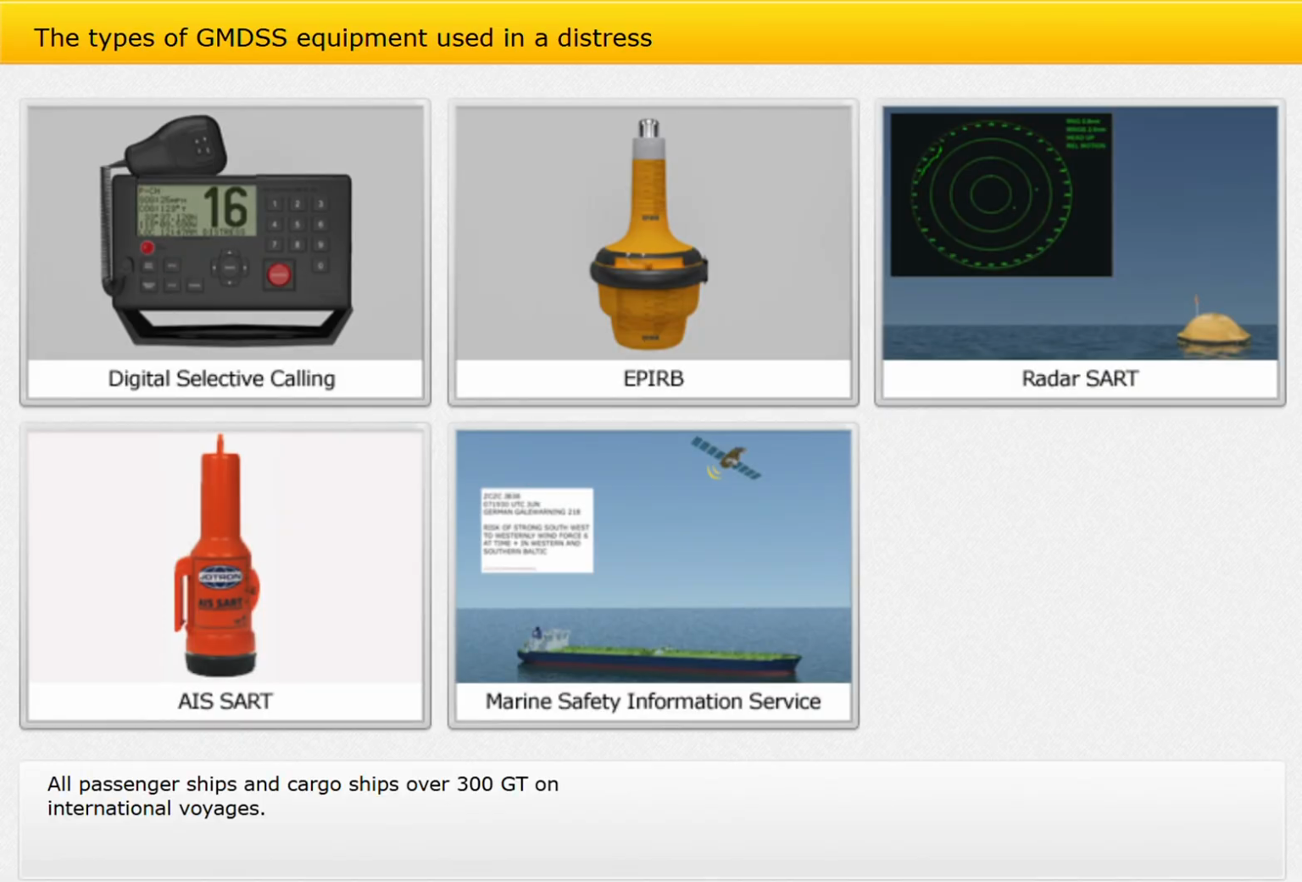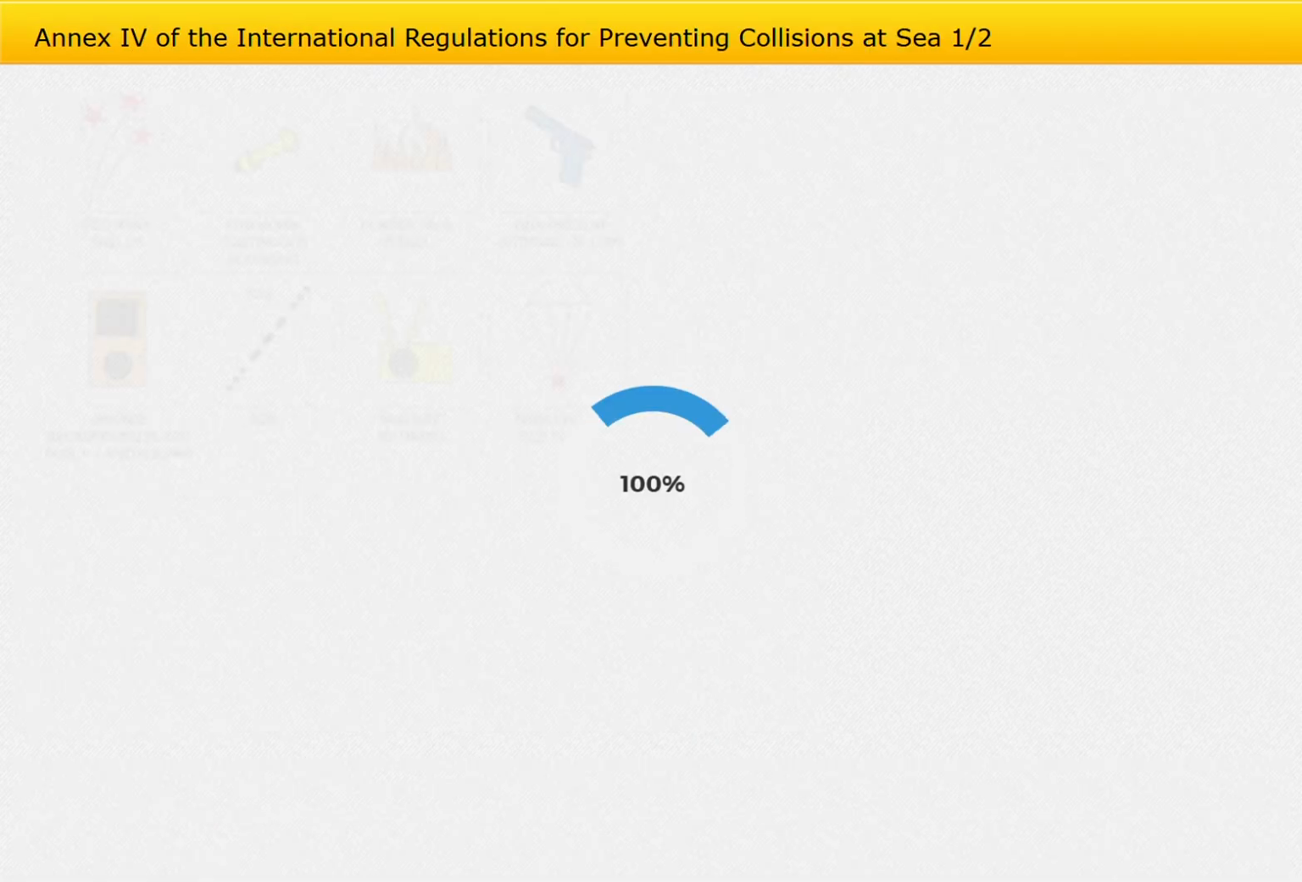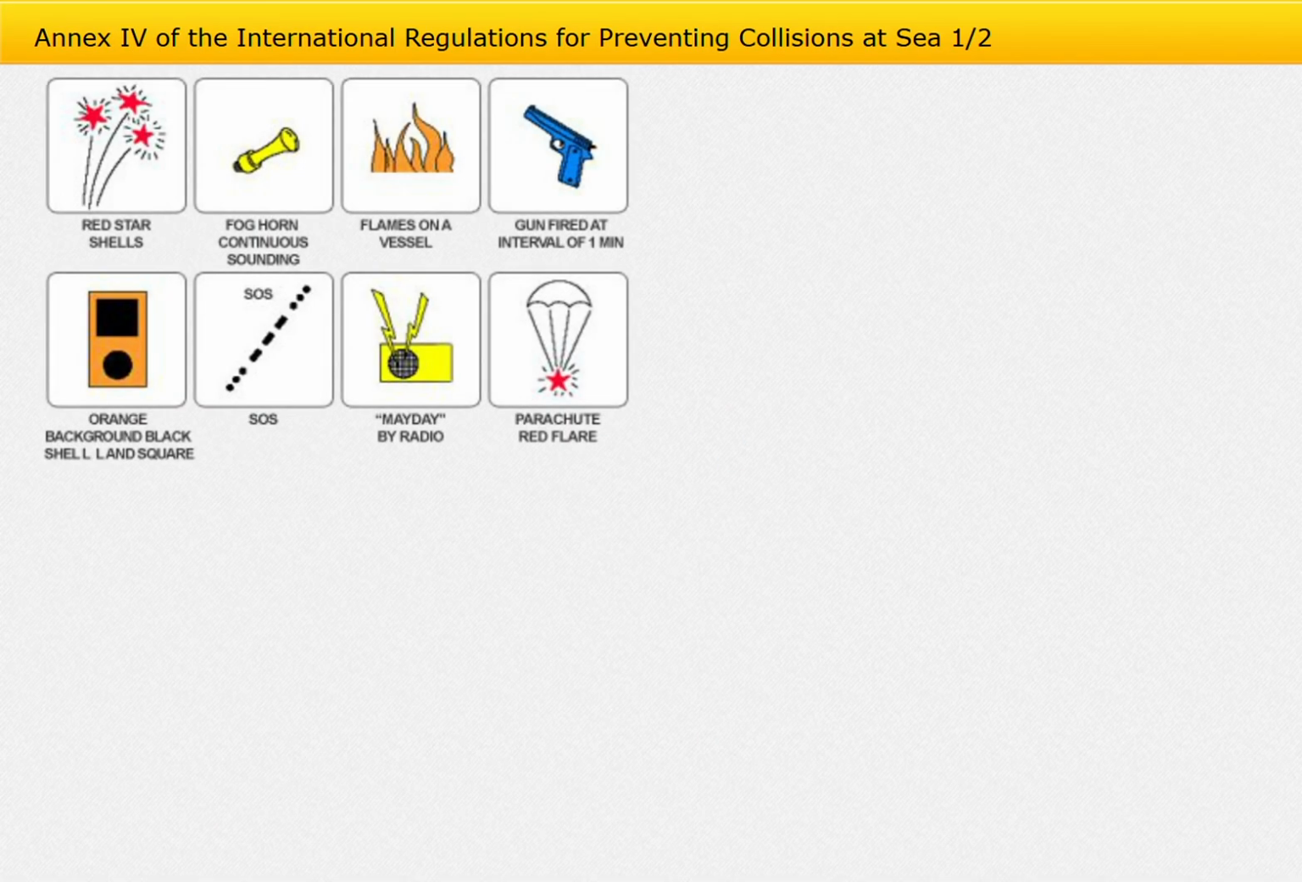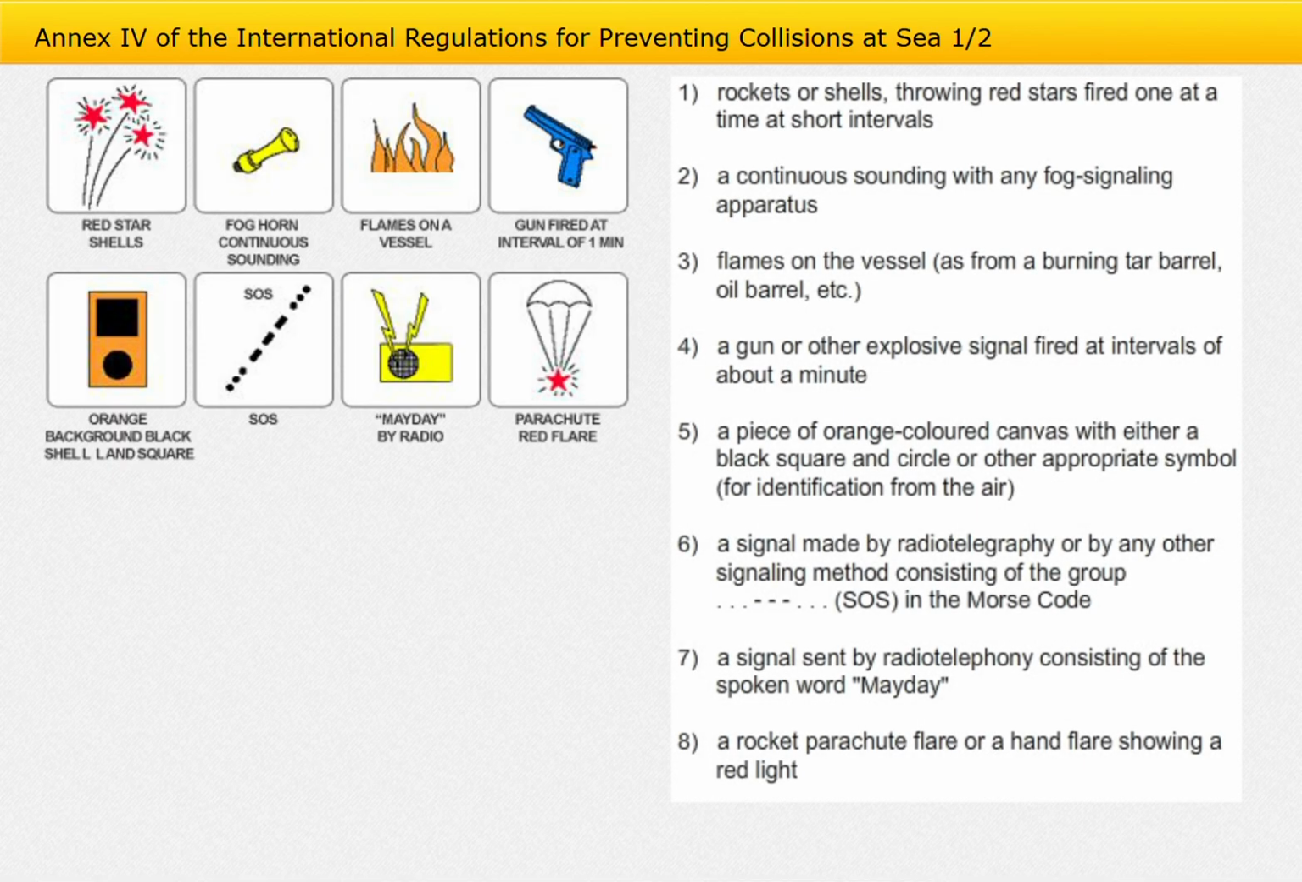The following distress equipment is required by GMDSS regulations for all passenger ships and all cargo ships over 300 gross tonnage on international voyages. Click on each piece of equipment to find out more about it. In addition to using GMDSS equipment, a second group of distress signals are listed in Annex 4 of the International Regulations for Preventing Collisions at Sea. Spend some time looking through the list to refresh your memory about possible ways of signaling distress.